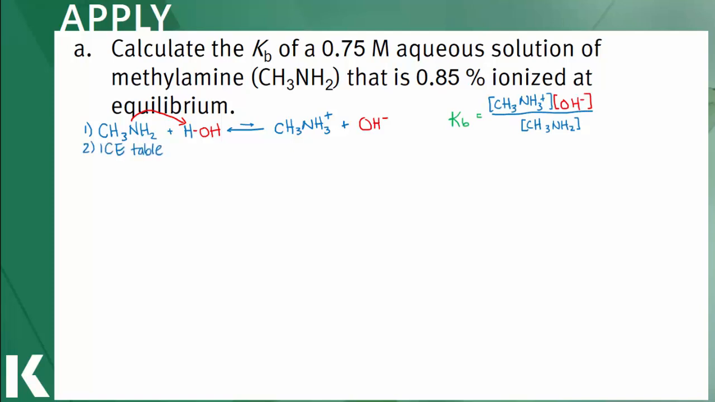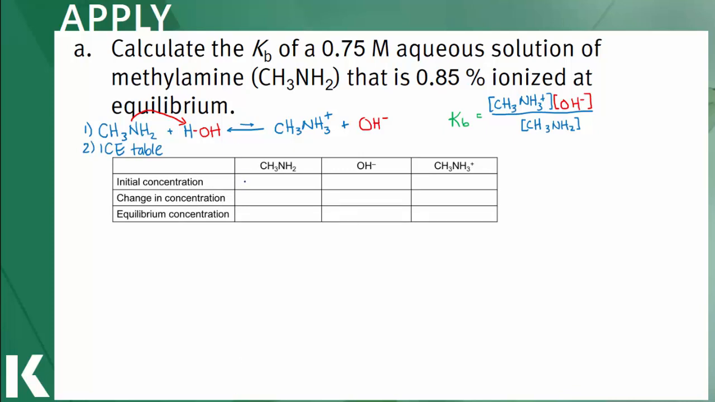Next, set up the ice table. The initial methylamine is 0.75 and will be 0 for hydroxide and for methylammonium. The change will be minus X for methylamine, plus X for both hydroxide and methylammonium, since for every molecule of methylamine you protonate, you form one molecule of hydroxide and one molecule of methylammonium. The equilibrium concentration will be 0.75 minus X, and again plus X for hydroxide and for methylammonium.